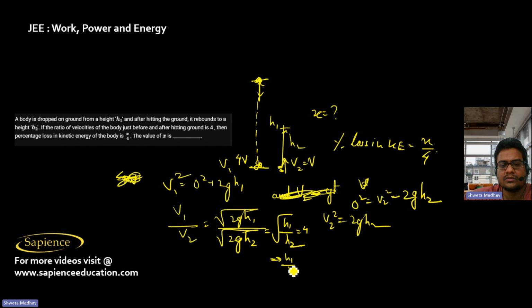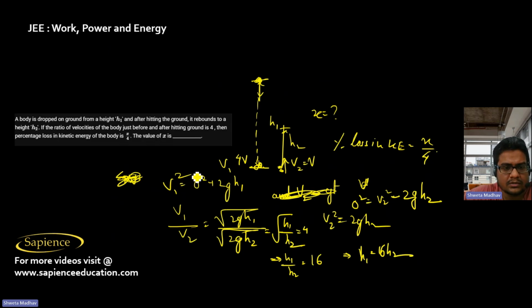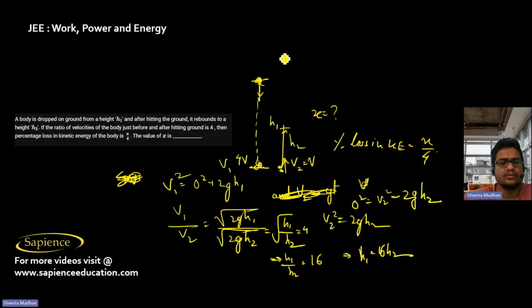So therefore H1 by H2 is equal to 16, so H1 equals 16 H2. Then here it is told the percentage loss in kinetic energy. Percentage loss in kinetic energy is equal to (KE initial minus KE final) by KE initial into 100%, which is equal to x by 4. The value of x has been asked.